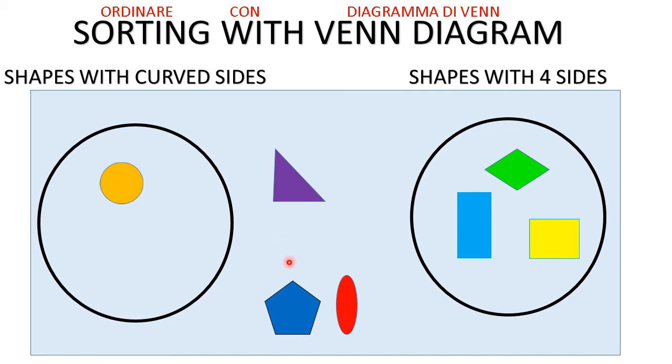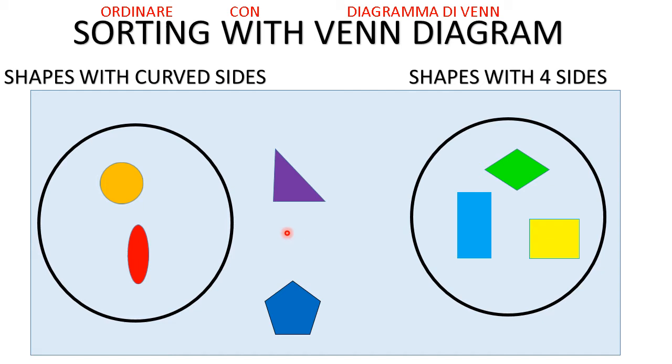How about this pentagon? That's right, it stays outside the groups. It has five sides, and they are straight. Finally, we have this red oval. This goes into the group with curved sides.